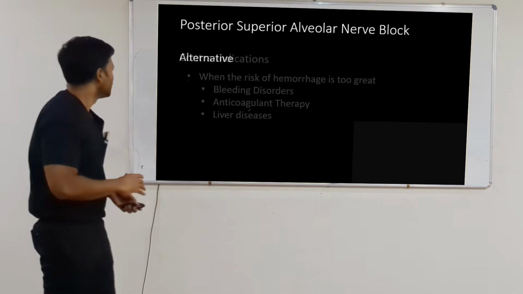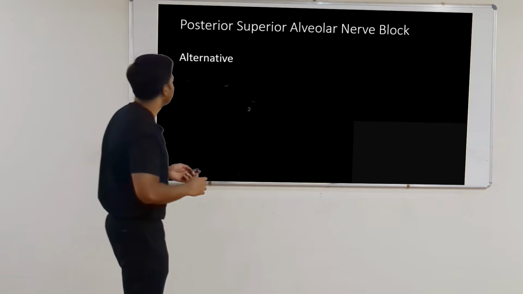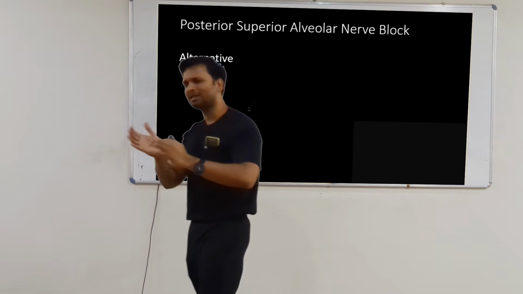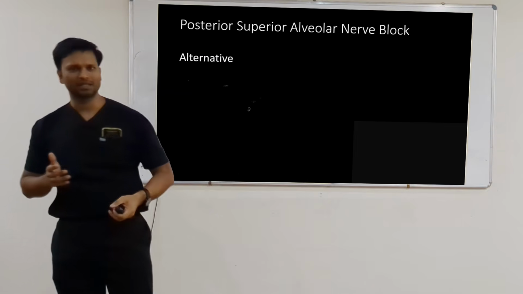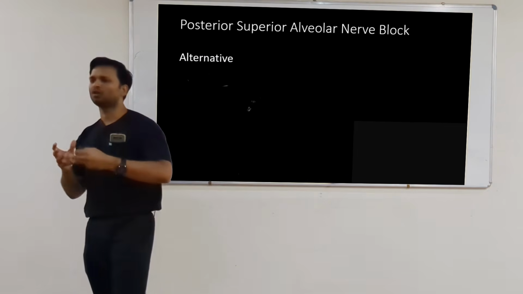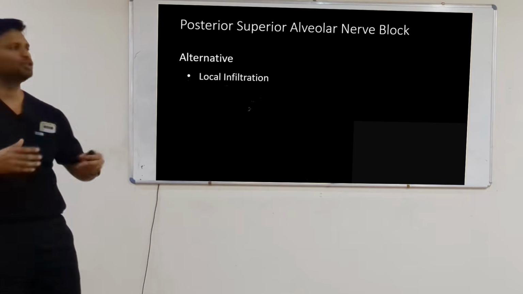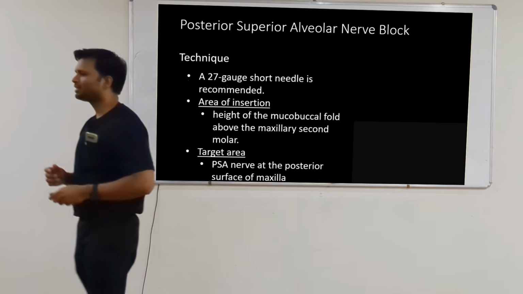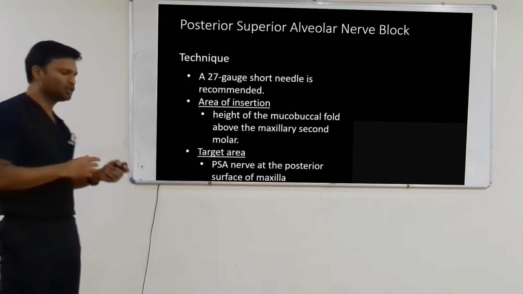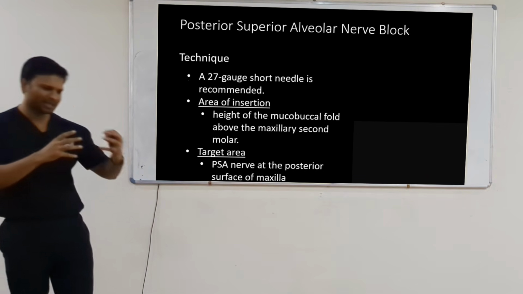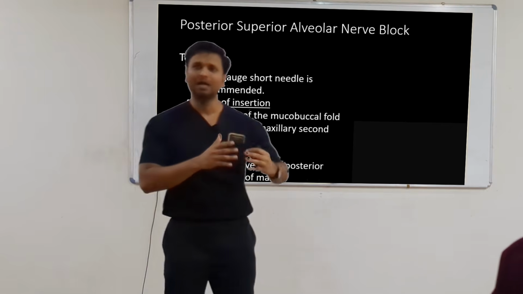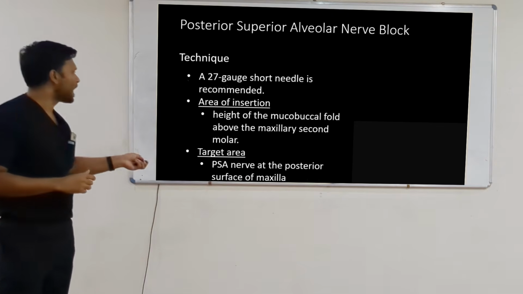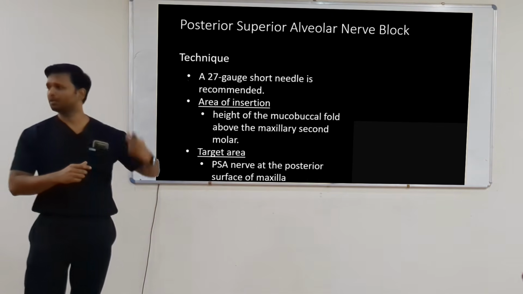Okay, so what are the alternatives to the PSA nerve block? If you are operating on a very small area, then you can go for local infiltration. And in cases where PSA is not working and you want to operate on a larger area, then you can go for a maxillary nerve block. Okay. So what is the technique for the PSA nerve block? You can use a 27 gauge needle, which is the ideal and preferred, but you can use a 25 gauge needle also. Then the area of insertion is the height of the mucobuccal fold above the maxillary second molar.